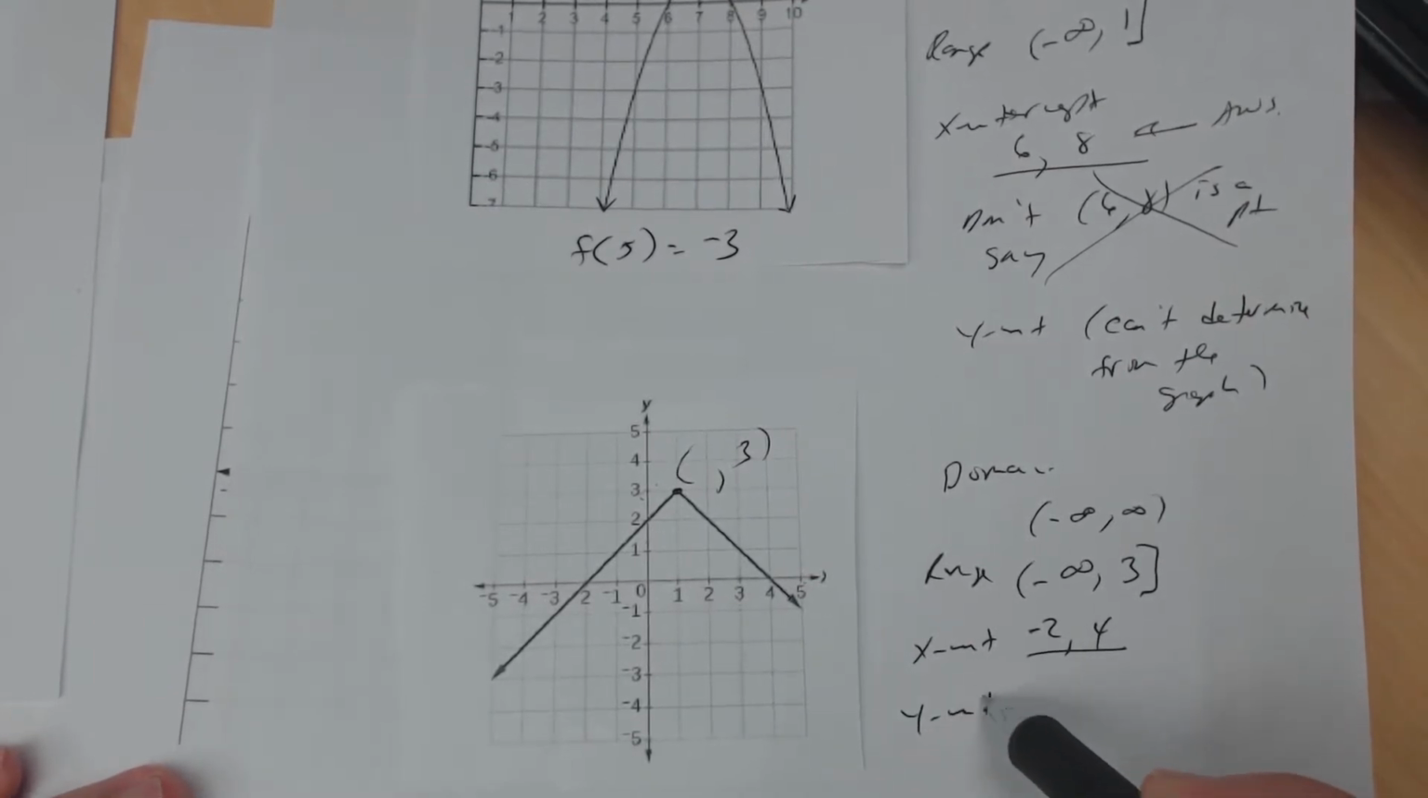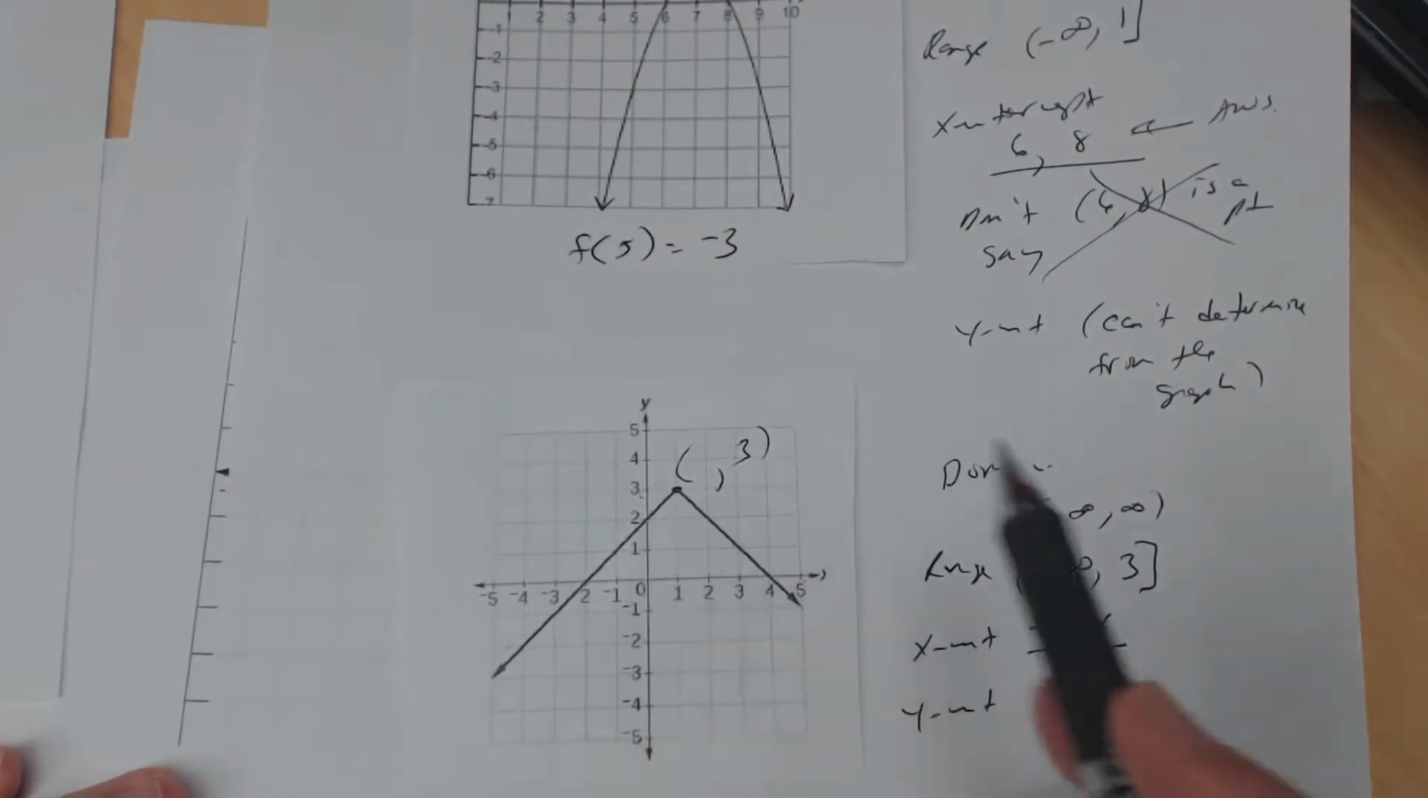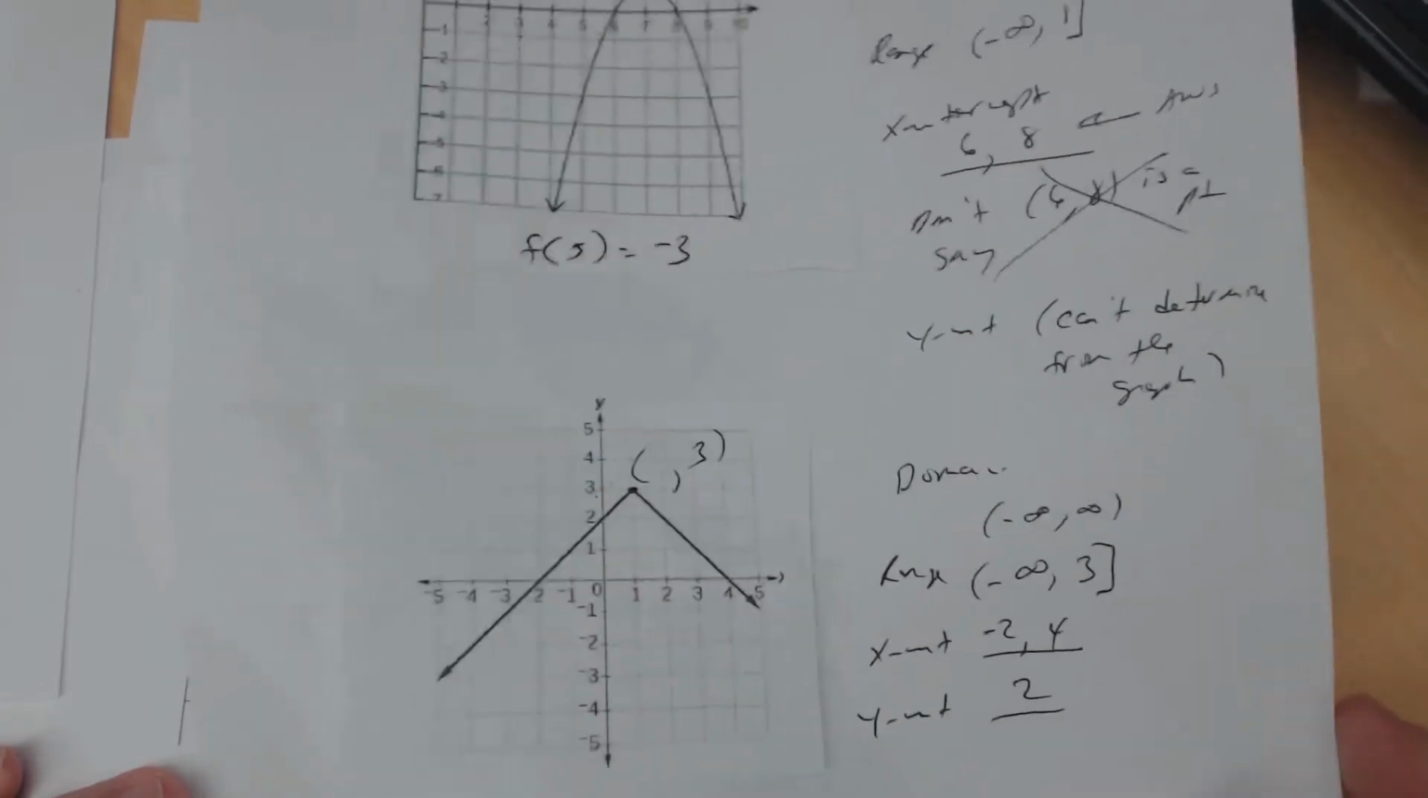The y-intercept, this time I can see it. There is one. I can figure it out. The y-intercept, that's where the graph crosses the y-axis. So that's at 2. Just put a 2 there.